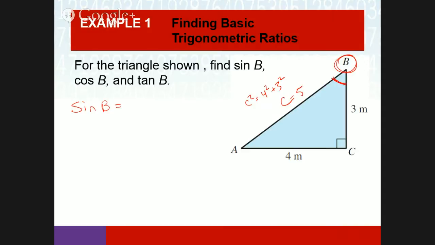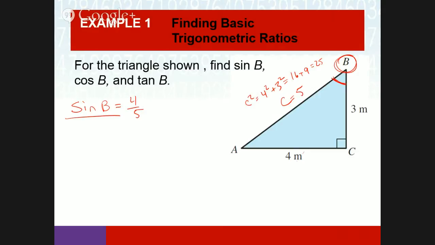So now that I have C, sine of B, what does sine tell me to do? How did you get 5 for the hypotenuse? 16 plus 9 is 25, and the square root of 25 is 5. Pythagorean theorem. So what is sine of B? Opposite over hypotenuse. What is opposite of B? 4. And the hypotenuse? 5. So this is 4 over 5.